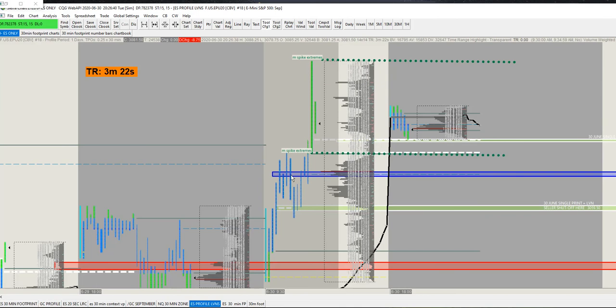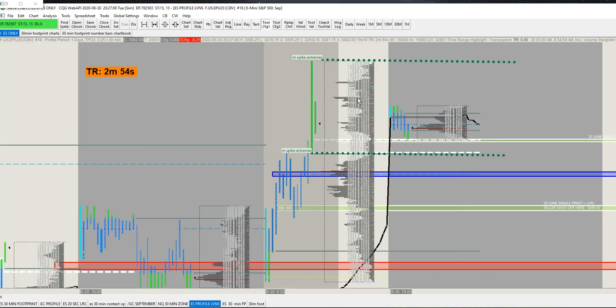The TPOC is the fairest price where the market spent the most time. So from the first 30 minutes to the last 30 minutes, which is the M period here, the market's average fairest price is approximately here. This is just according to time. And if you look at the volume profile, this yellow line at the bottom is the open. I always highlight the open in yellow.